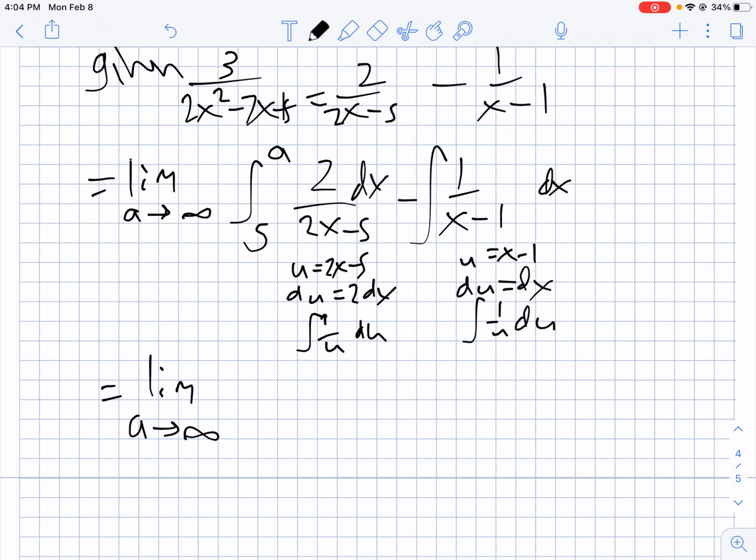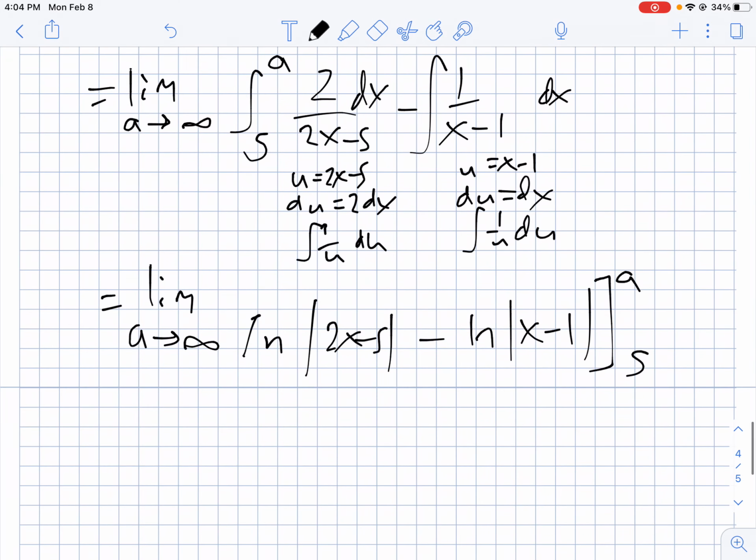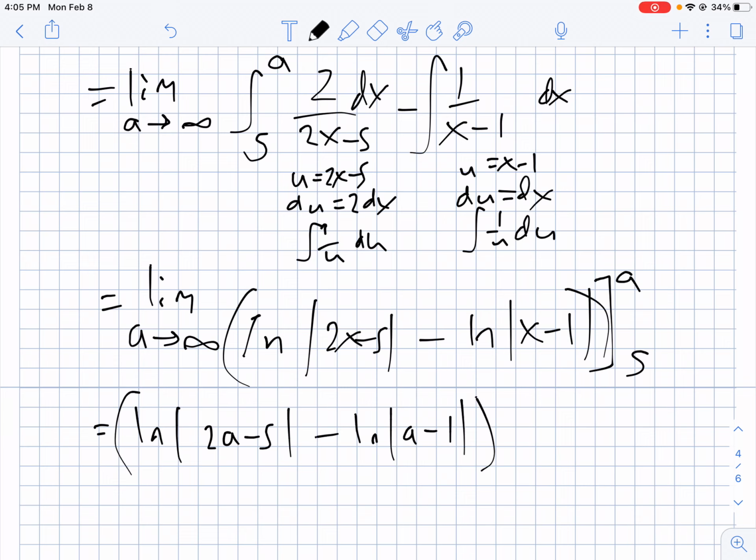Limit a goes to infinity of the natural log of, let's say u, so 2x minus 5, and then minus the natural log of x minus 1, going from 5 to a. Okay. So let's go ahead and plug these in. So when we do this, we're going to get the natural log of 2a minus 5 minus the natural log of a minus 1. Okay, and then that's the first part. And then plugging in 5 is easy, right? That's ln 5 minus ln 4. Okay, so nothing fancy happens there. So that's what I got.